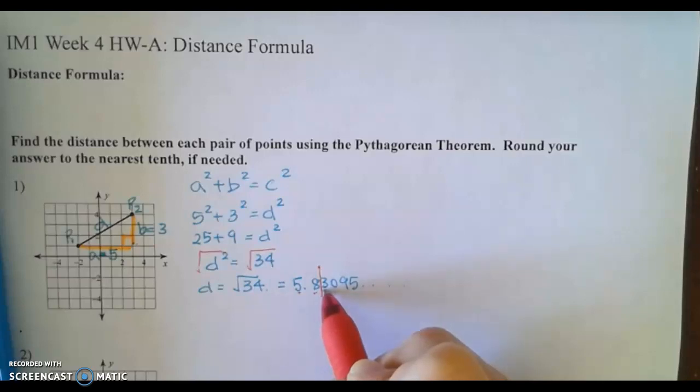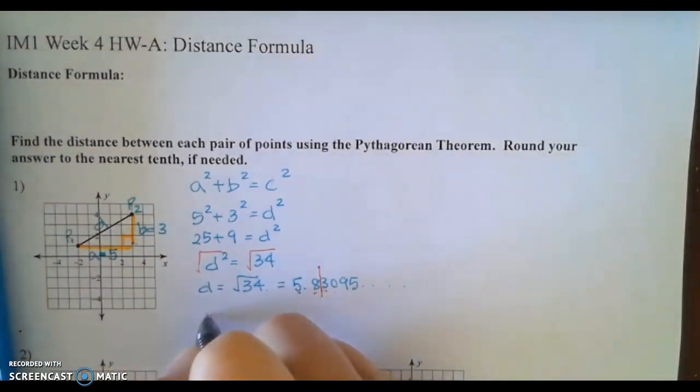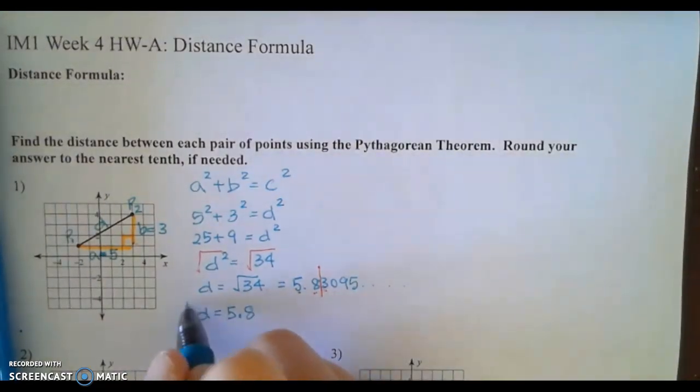So 3 is less than 5. That means I just need to cut it off here, and I don't do anything to it. So distance is 5.8. Okay, so that's my answer.